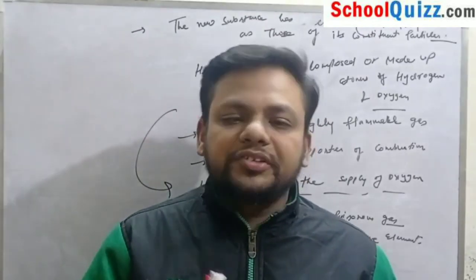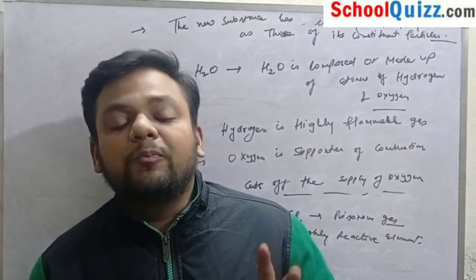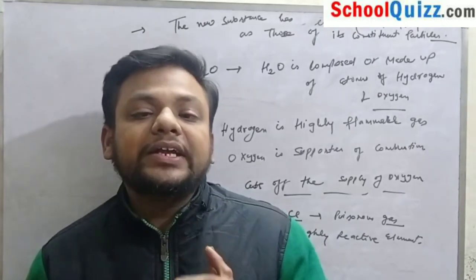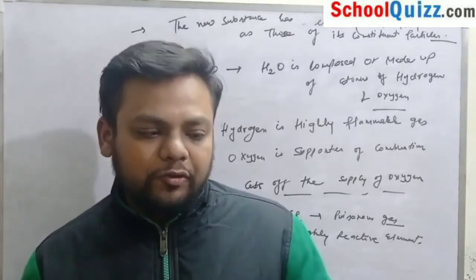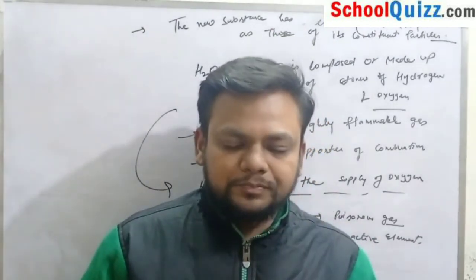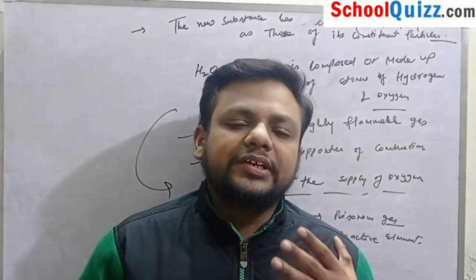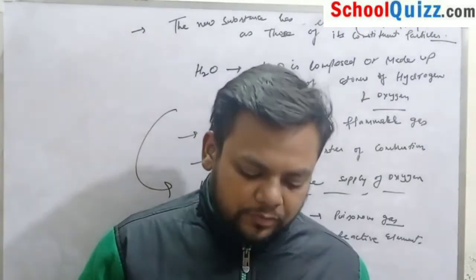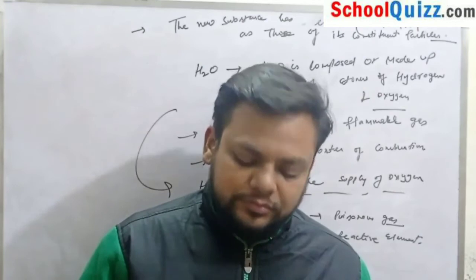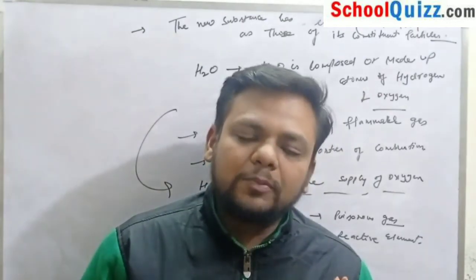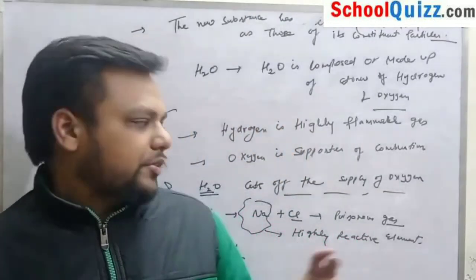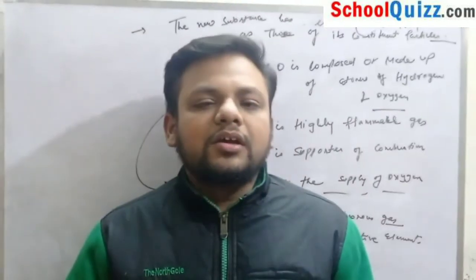What is a compound? A compound is a substance which is made up of two or more substances combined in a fixed ratio. We have discussed the major points of the topic compound: they always combine in a fixed ratio. Second, their properties are entirely different from their constituent particles. Third, the constituents can be separated only by chemical or electrochemical methods, and they can't be separated by physical methods. So this is all about our today's topic, compound.